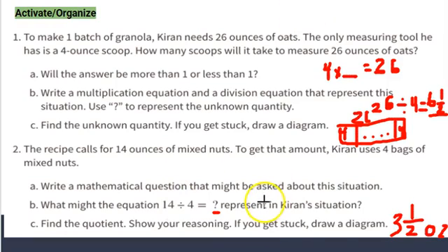The multiplication is going to look different on this one, right? Because here, we knew we had 4-ounce scoops. We didn't know how many scoops it would take to get the 26. Here, we don't know how many ounces are in each bag, but we do know that we have 4 bags, and those 4 bags make 14 ounces.